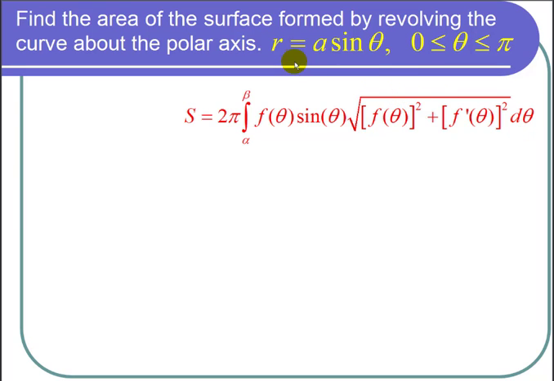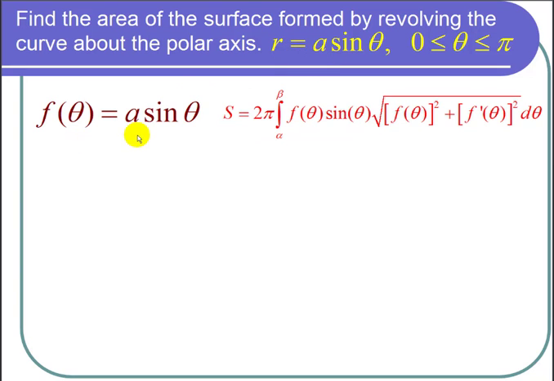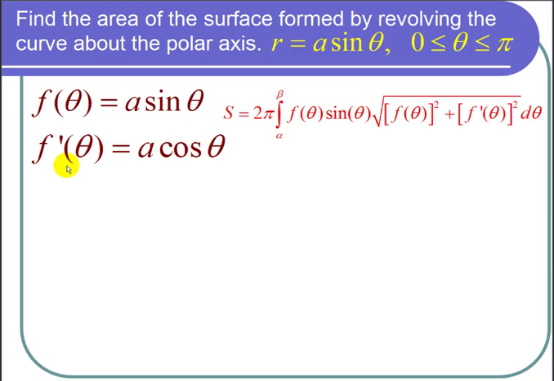Here, f of theta is just the right-hand side of our polar equation, or f of theta is a sine theta. f prime is the derivative. The derivative of the sine is just the cosine. So I get that f prime of theta is a times the cosine of theta.